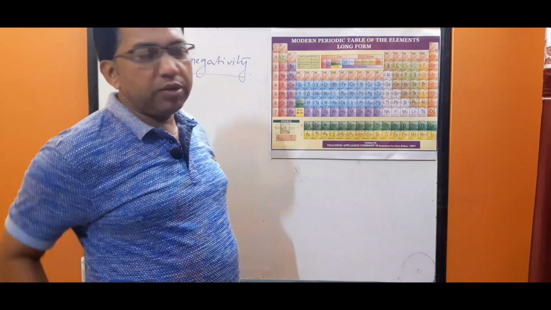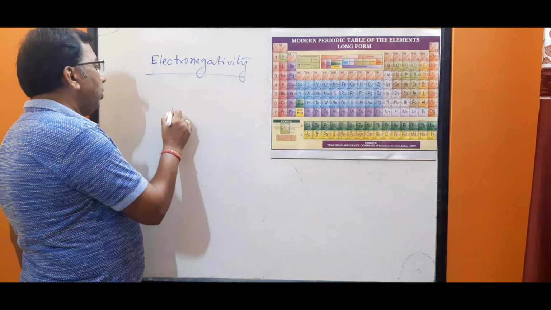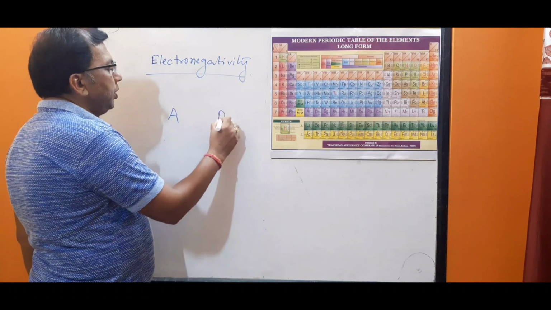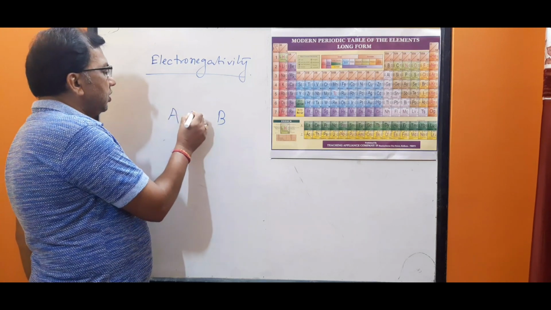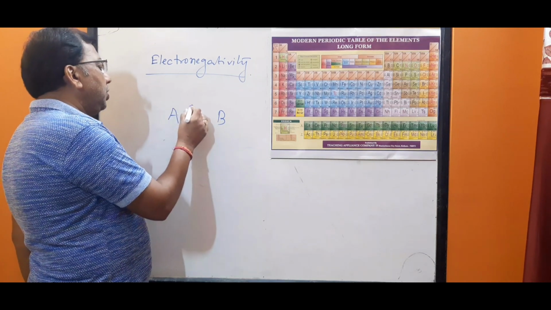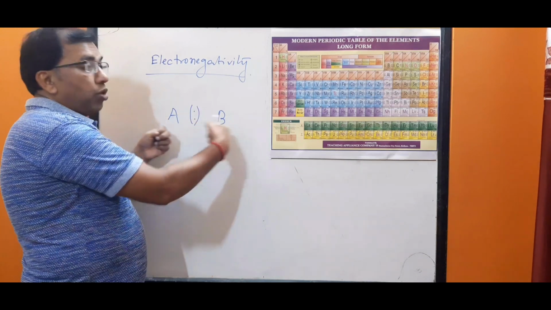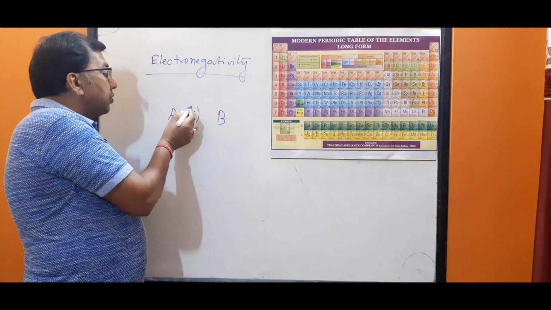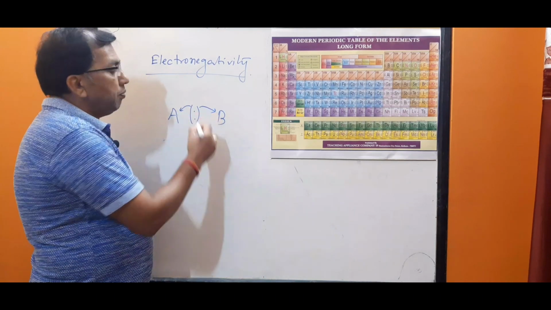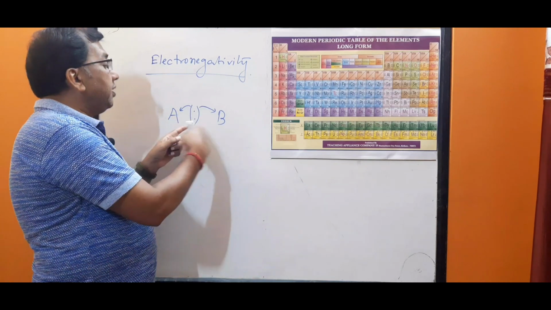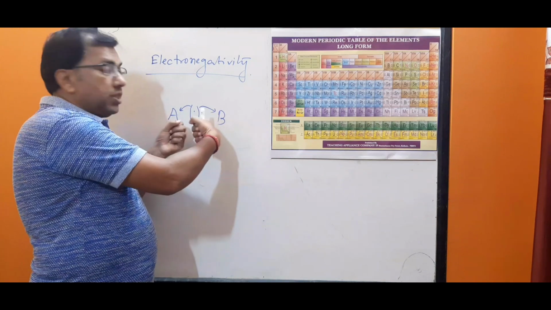What does shared pair of electrons mean? Suppose there are two atoms, A and B, and they share electrons. This is A, this is B. This shared pair of electrons will be attracted by both of them. The pair is attracted by A and also attracted by B. So this is the tendency of an atom in a molecule to attract the shared pair towards itself.